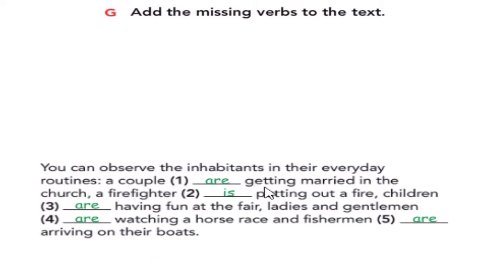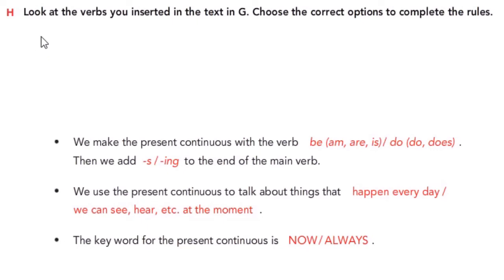A couple are getting married, a firefighter is putting out a fire, children are having fun, fishermen are arriving on their boats. Exercise H. Look at the verbs you inserted in the text in G. Choose the correct options to complete the rules. Here are the rules, okay?